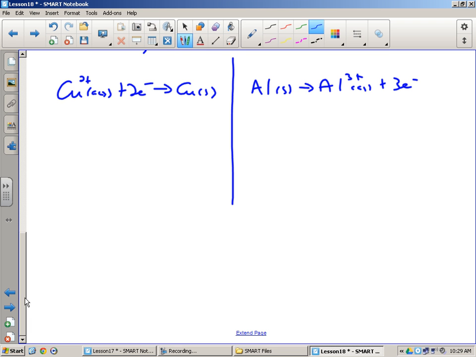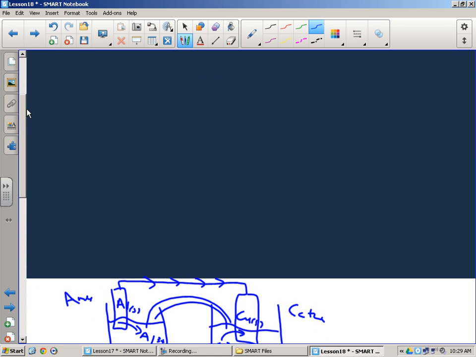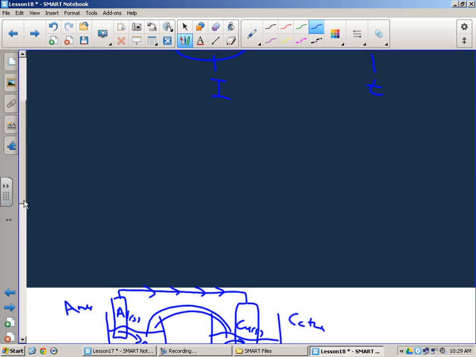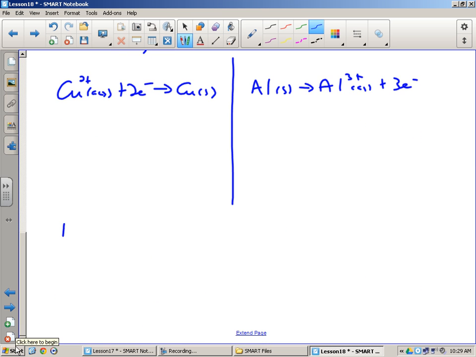Now, if you go way back up to the top of the question, we need to calculate the mass change for each of those electrodes. Basically, I want to figure out the mass that's going to be plated onto these electrodes, or in some cases taken off, for each electrode. And we have 500 milliamps, so that's I. That's my T there. So let's look at our formula.